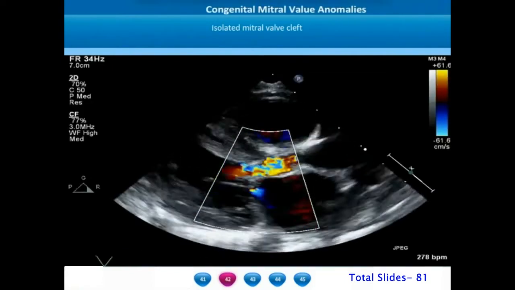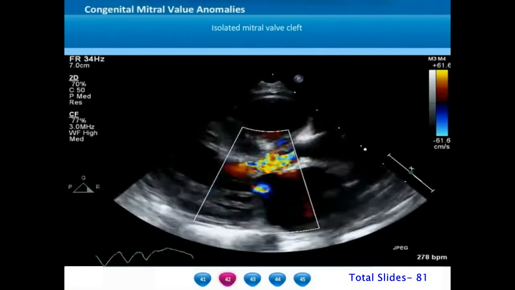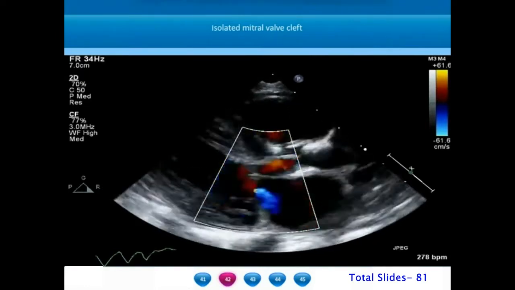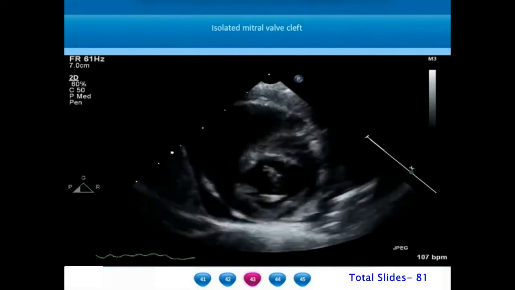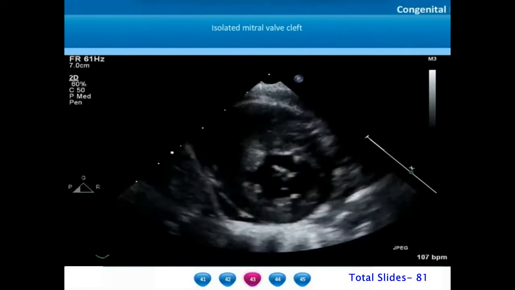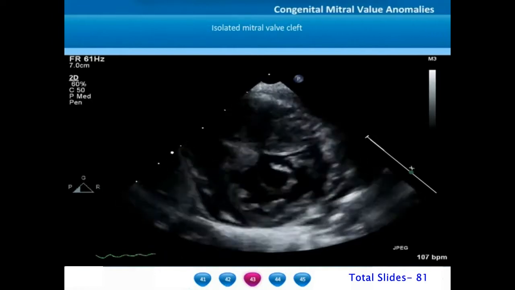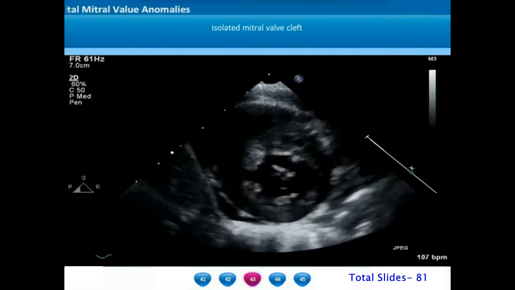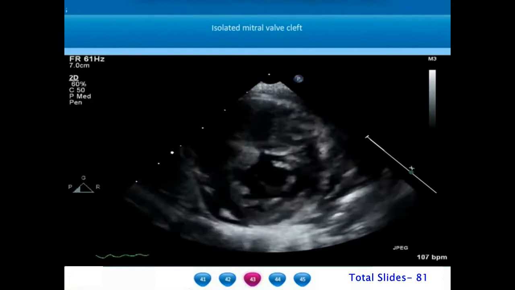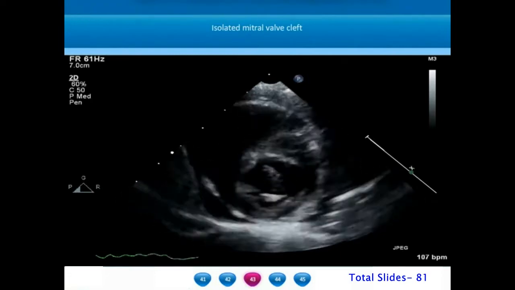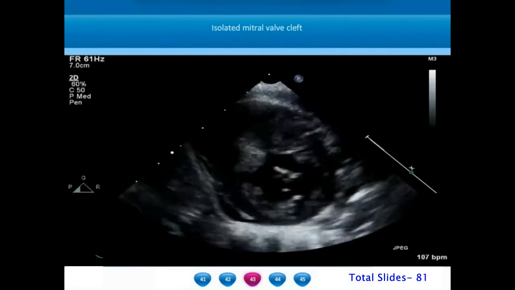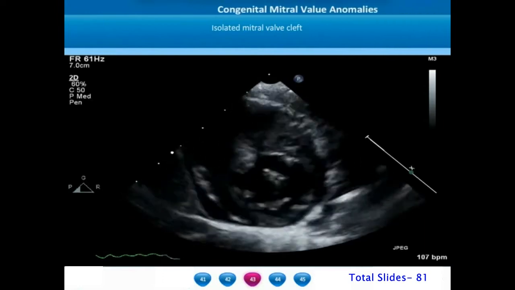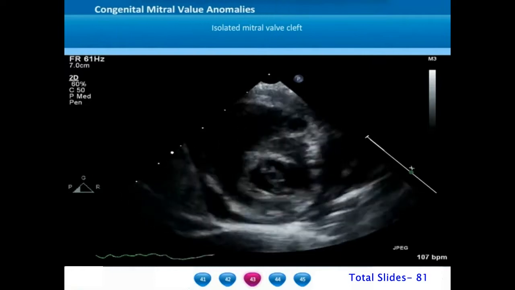On a parasternal long axis view, when we use color flow Doppler, we are able to appreciate the left ventricular outflow tract obstruction caused by this abnormal caudal apparatus. On a parasternal short axis view, we can notice the cleft is directed towards the left ventricular outflow tract a little bit more anteriorly when compared to the cleft of the anterior mitral leaflet associated with AV septal defects. The cleft of the anterior mitral leaflet in AV septal defects will be directed towards the intraventricular septum, whereas the cleft that is seen isolated will be directed towards the left ventricular outflow tract.